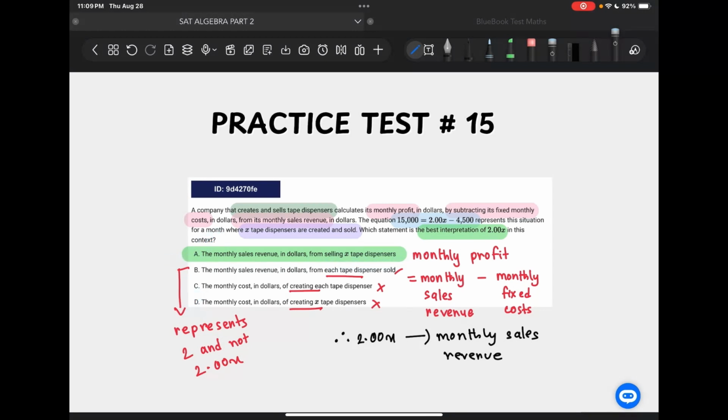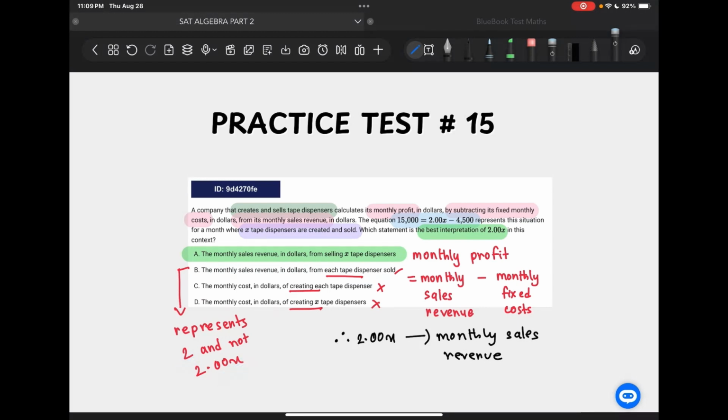Now option B and C, okay, option B is talking about the monthly sales revenue in dollars for each tape dispenser sold, which is wrong. This would have been correct if we were asked for only 2 and not 2x.